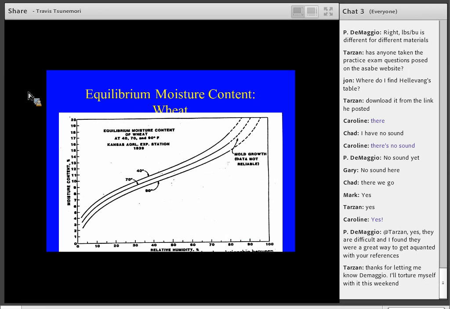This one is wheat at different temperatures. This is old time, 1939 data. Relative humidity versus moisture content. This material has been done. On the upper right, you can see mold growth. Data was not reliable. So even at about 80% relative humidity, you start to have microbial activity that will essentially be undesirable.